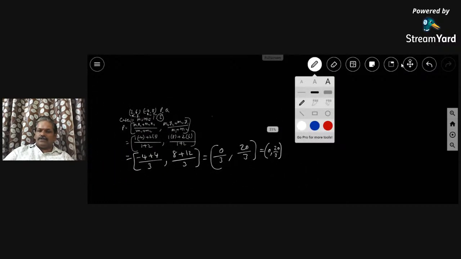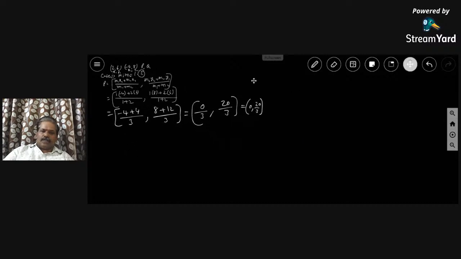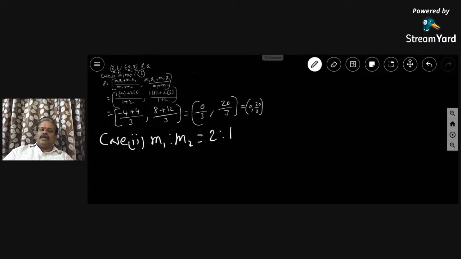That is case 2. Keeping this aside. Case 2. In case 2, we'll take M1 is to M2 as 2:1. Here we have taken 1:2. Now we are taking 2:1. See, 1 plus 2 is 3. 2 plus 1 is 3.